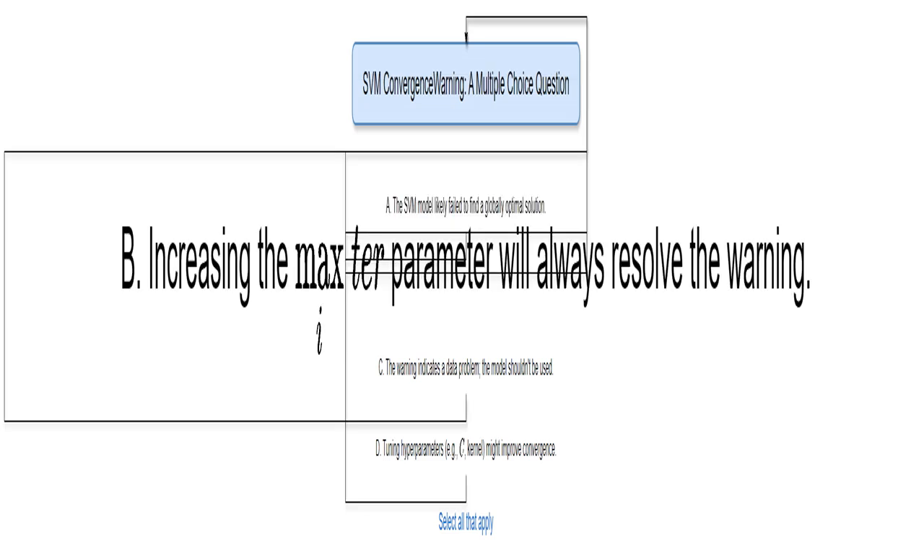Nope. Increasing max_iter, which stands for maximum iterations, often helps, giving the algorithm more time, but it's not a magic bullet. There might be other issues affecting convergence, and simply increasing the number of iterations might not solve those. Plus, you'll waste a lot of computation time if you increase it too much.